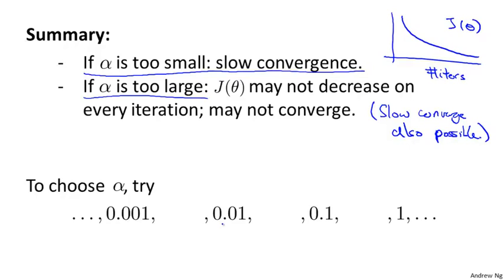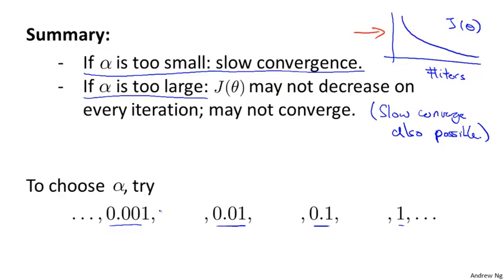Concretely, what I actually do when I run gradient descent is I try a range of values. So just try running gradient descent with a range of values for alpha, like 0.001, 0.01. So these are a factor of 10 differences. And for these different values of alpha, just plot J of theta as a function of the number of iterations, and then pick the value of alpha that seems to be causing J of theta to decrease rapidly. In fact, what I actually do isn't these steps of 10. This is a scale factor of 10 for each step up.